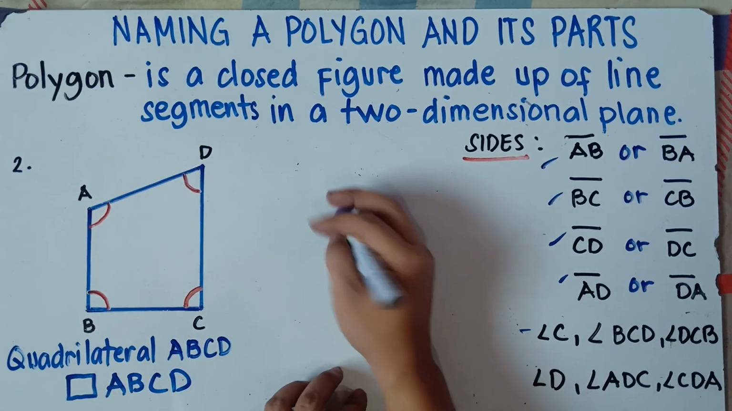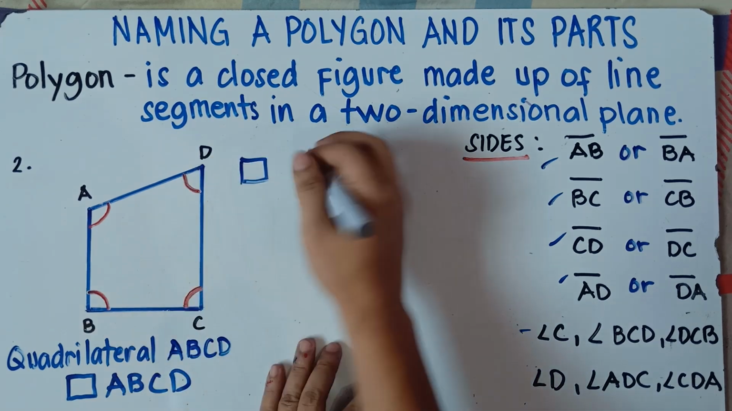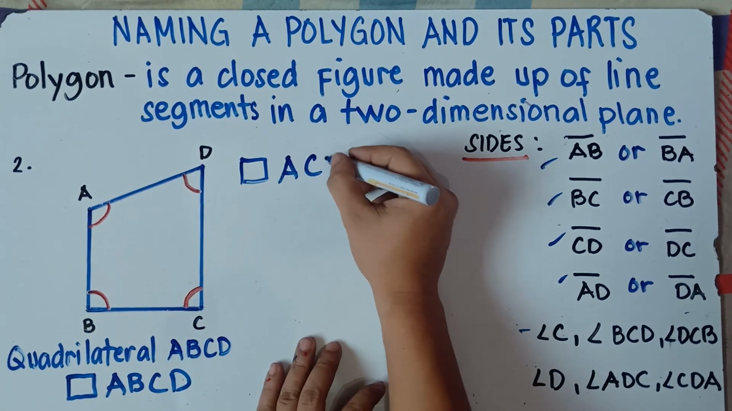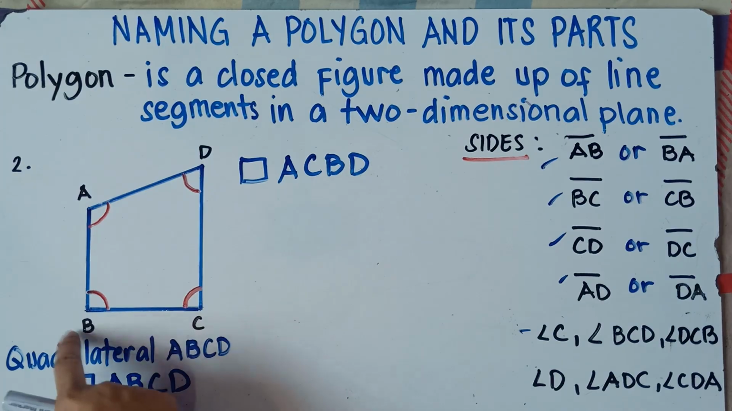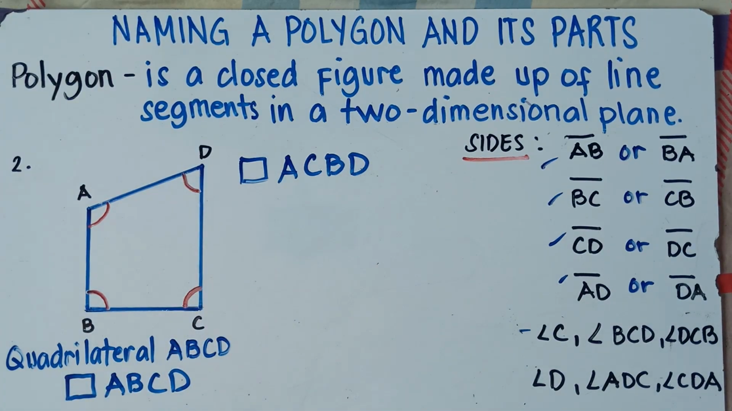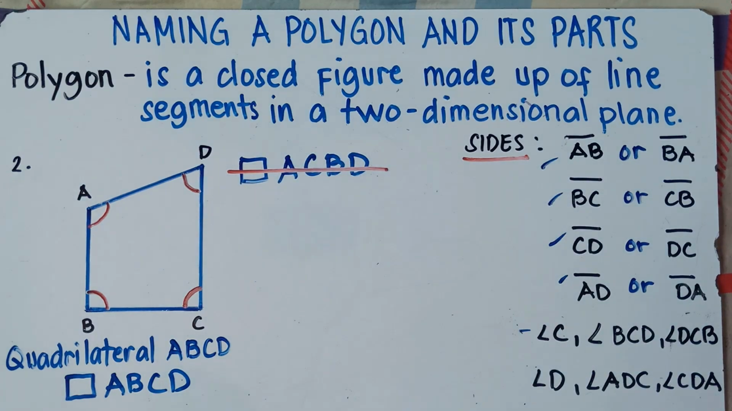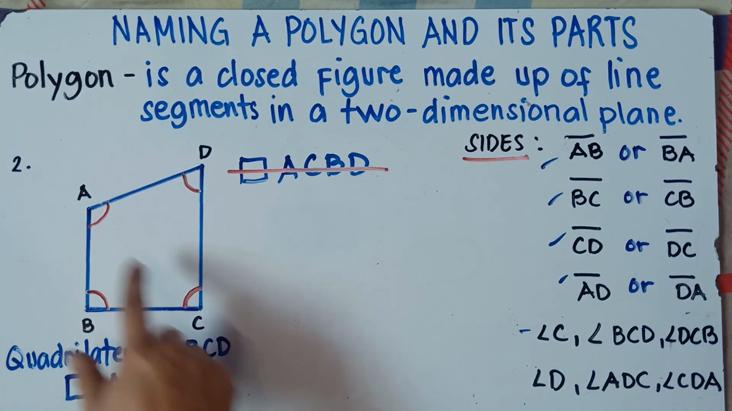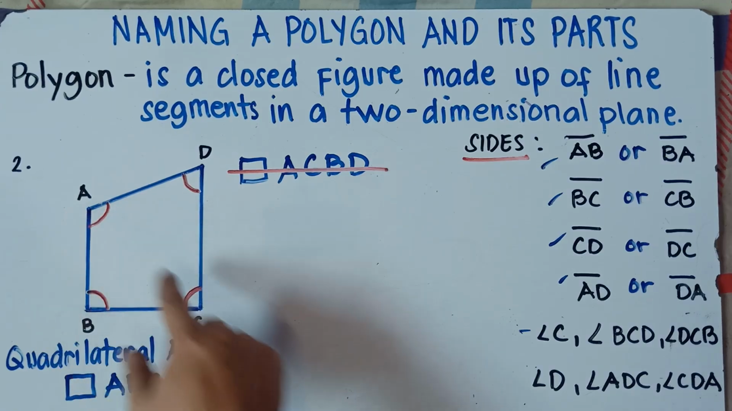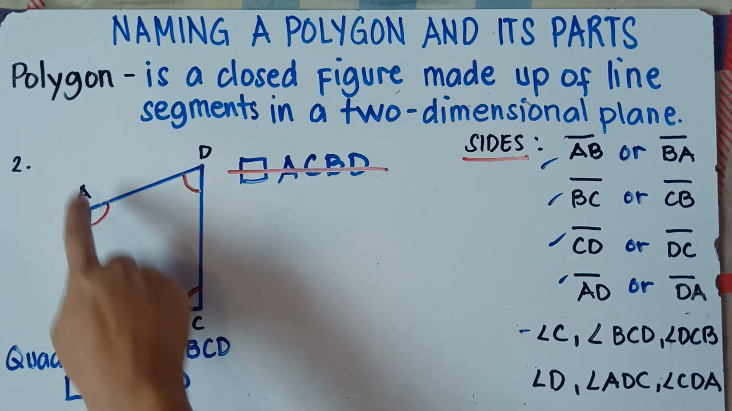Sir, can we name this one quadrilateral ACBD? How about this one, class? Can we do that one? Nope, we cannot do that one, class. Why is that, sir? Because the vertices, class, are not consecutive. A is opposite to C. We cannot do that one. It should be consecutive vertices.